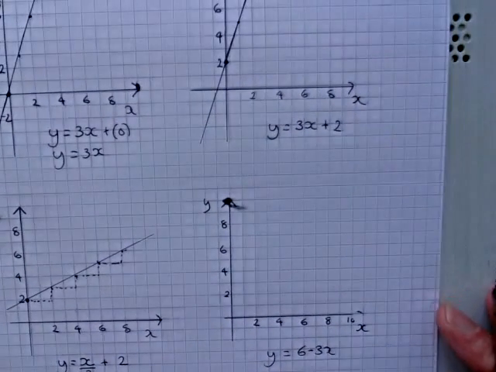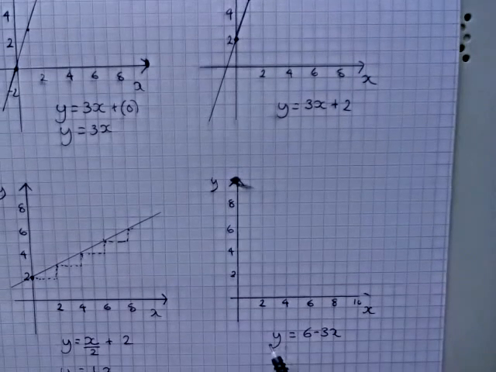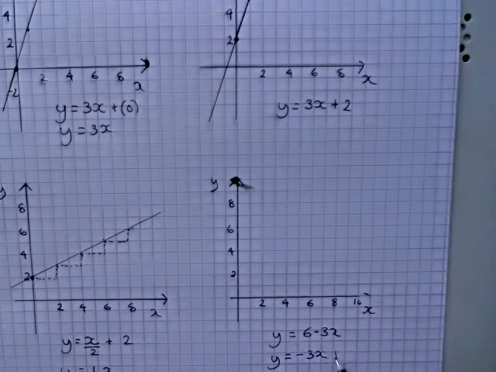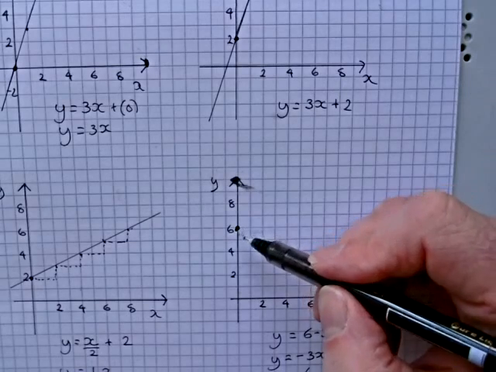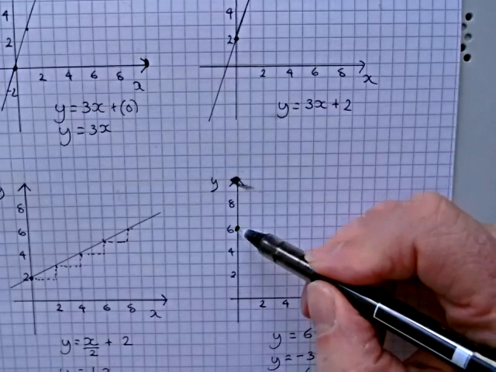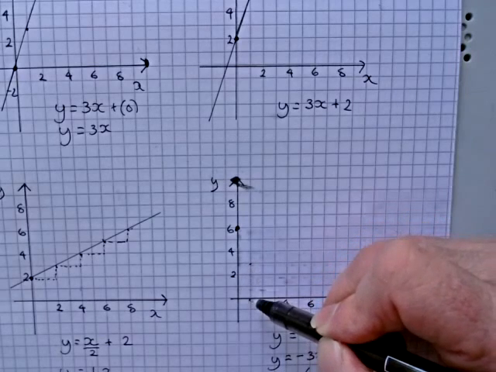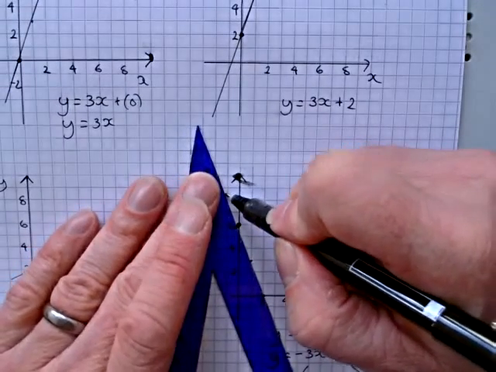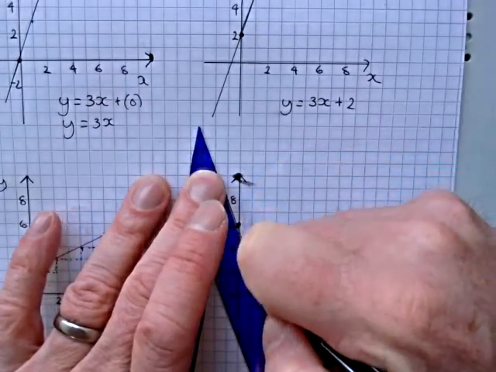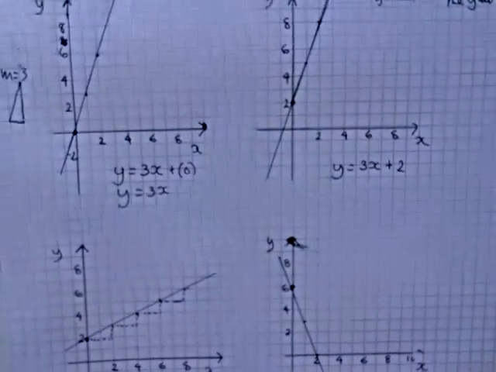Right, now we move on to a negative gradient. Now we've been given the equation y equals 6 minus 3x. That's exactly the same as y equals minus 3x plus 6. So the gradient m is minus 3, and the intercept, you see, is 6. So we go across to the 6, and then we use our gradient. So our gradient is minus 3 over 1. So down 3, across 1, down 3, across 1. And we draw our line in. And we've now got that line done.